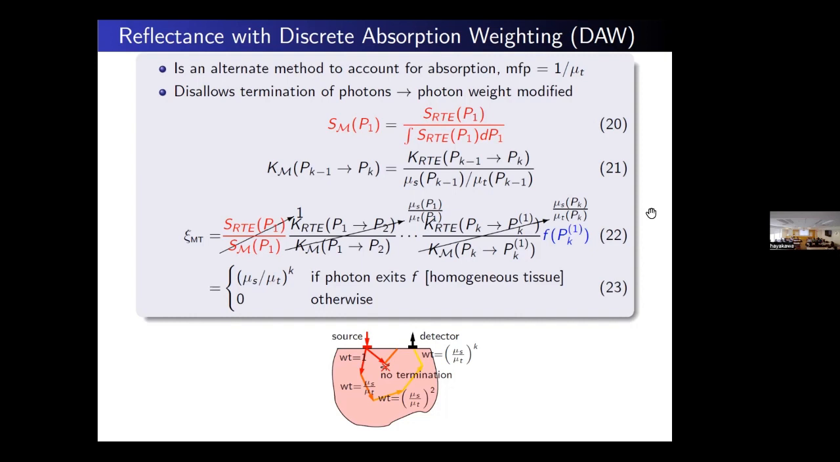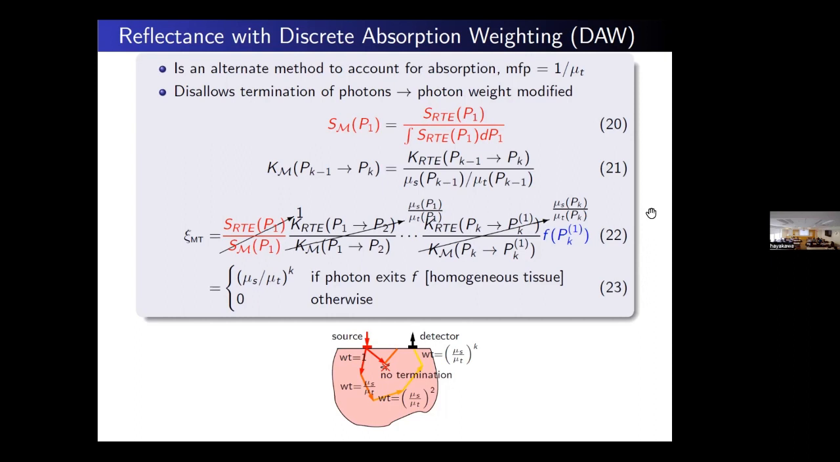So in discrete absorption weighting, you disallow the termination of photons. And instead, we're changing the random walk, but you can't just change the random walk and hope that everything turns out right. You have to adjust the photon weight appropriately. So this is not equal to just the numerator. We've got some denominator factors going on here.